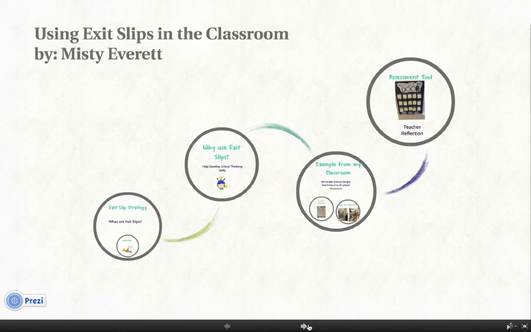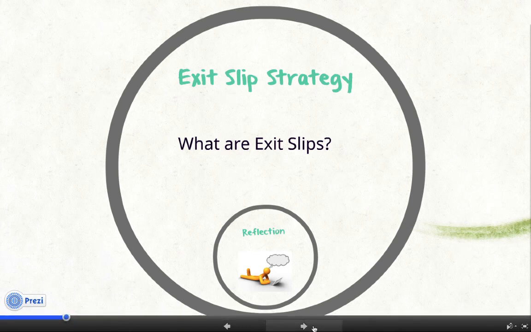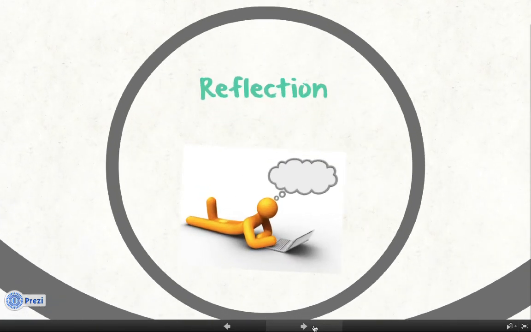My presentation is about using exit slips in the classroom. So what are exit slips? And what is the exit slip strategy? Exit slips are one of the easiest ways to collect information about students' current levels of understanding. Effective lessons commonly end with an activity in which students reflect on their experience and their understanding of the lesson.